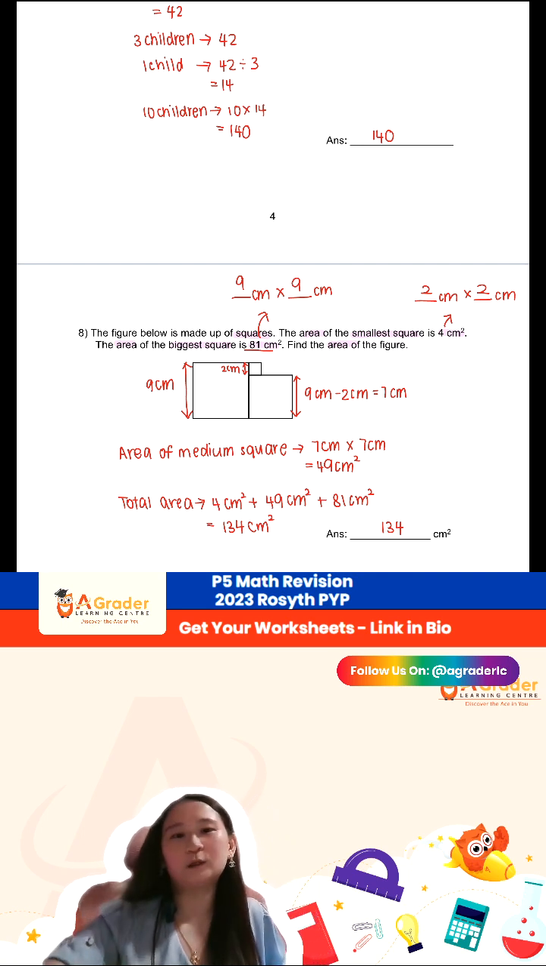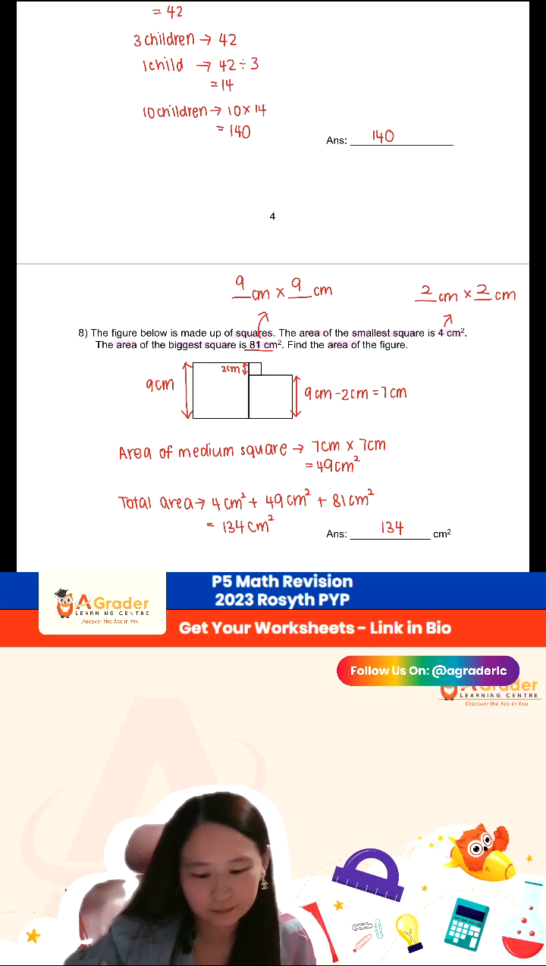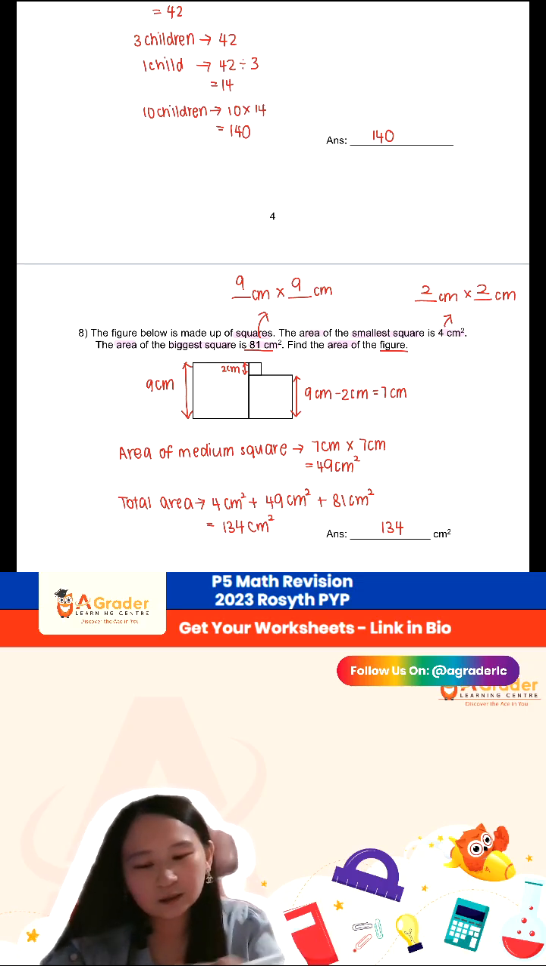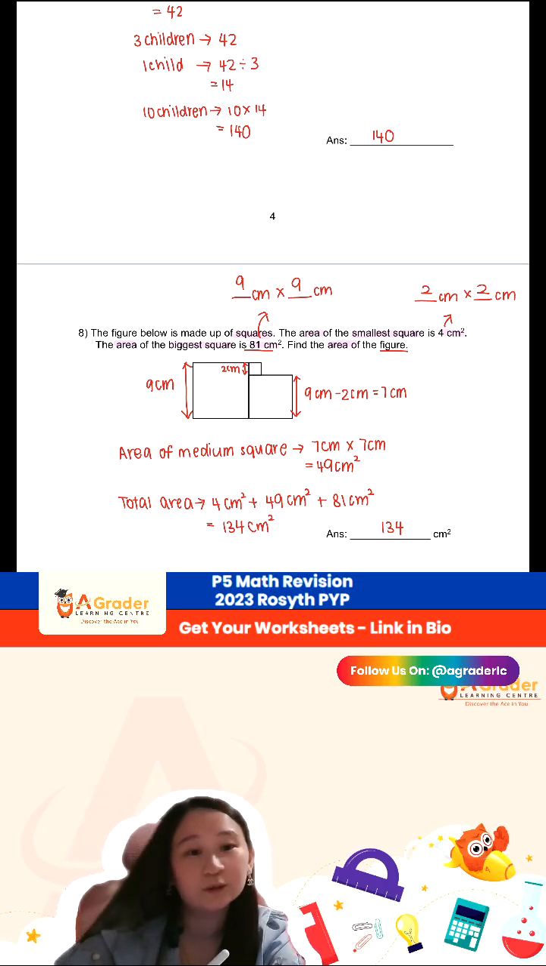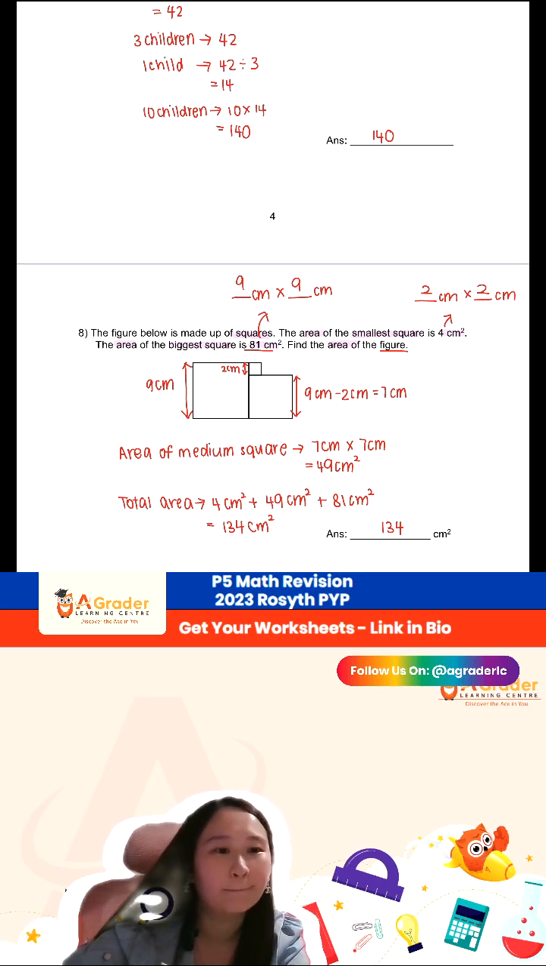Yep, all squares have equal sides. So all four sides of a square are equal. They have all the same length. Because they're asking for the area of the figure. The figure is made up of the three different size squares. So the 4 centimeter square is for the area of the smallest square.